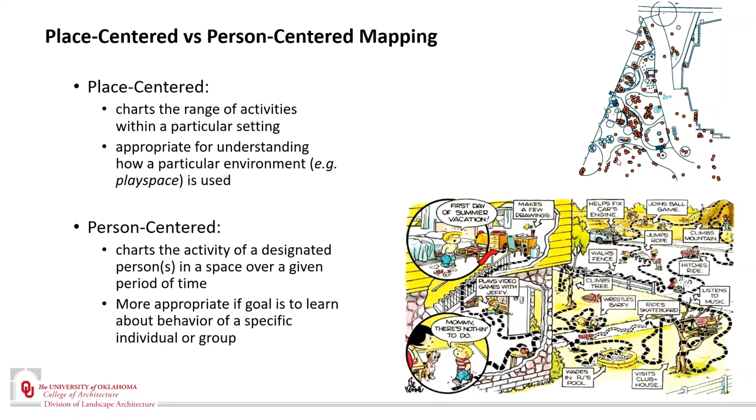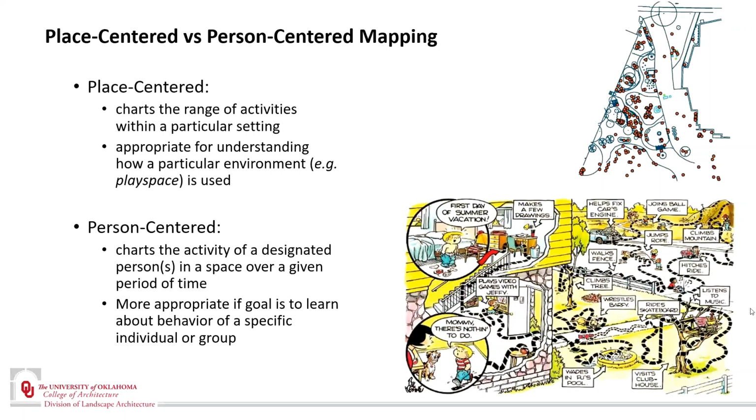These dots could be separate children. These dots could represent the same children. It doesn't matter in place-centered behavior mapping. All you're trying to do is document the behavior regardless of who's doing it at the location at which the behavior occurs. In person-centered behavior mapping, it's all about the person, how the person, a specific individual, moves through the environment. So this example here is a Family Circus cartoon, little Billy on the first day of summer vacation, and it documents how he moves through the environment on his first day of summer vacation.